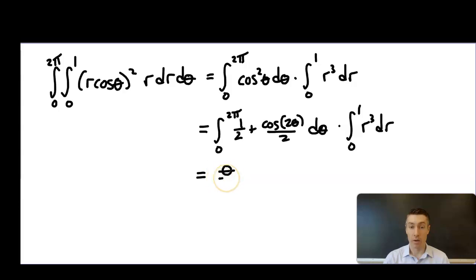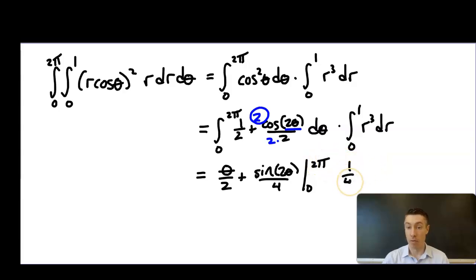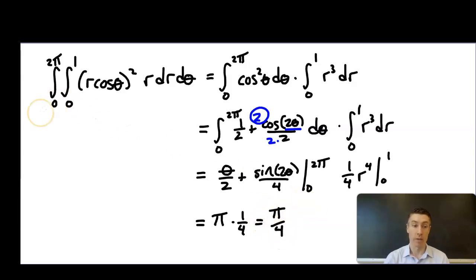So we get theta over 2 plus, 2 theta would be your u, du would be 2, so we make our adjustments there. So plus sine 2 theta over 4. Evaluate that from 0 to 2 pi. And then we get 1/4 r to the 4th, and we evaluate that from 0 to 1. So we're going to get pi times 1/4, which is pi over 4.